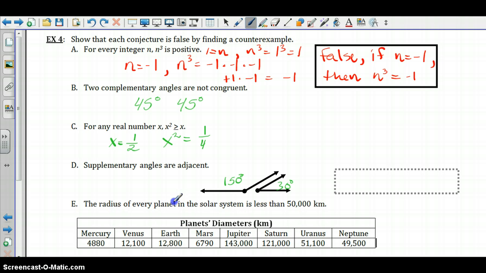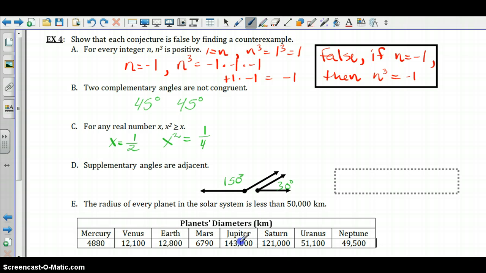The radius of every planet in the solar system is less than 50,000 kilometers. So if I can come up with a measurement for a planet's radius that is greater than 50,000, that would be my counterexample. Well, Mercury, that is less than 50,000. Venus, less than 50,000. Earth, less than 50,000. Mars, less than 50,000. But as soon as I hit Jupiter and Saturn, I have measurements greater than 50,000 kilometers.